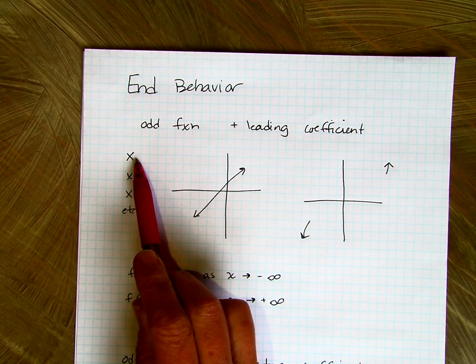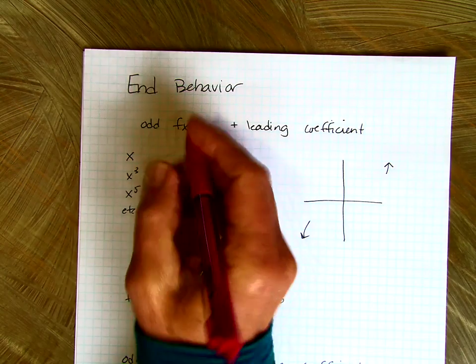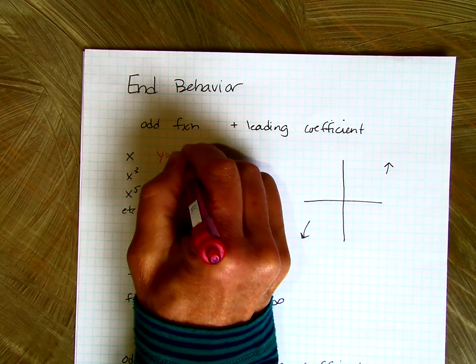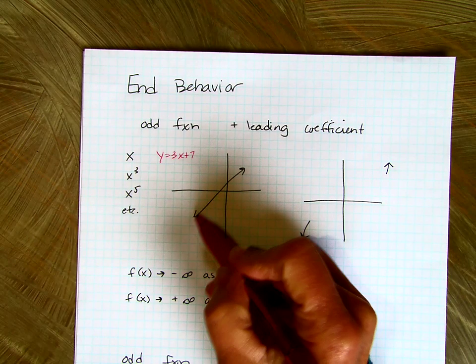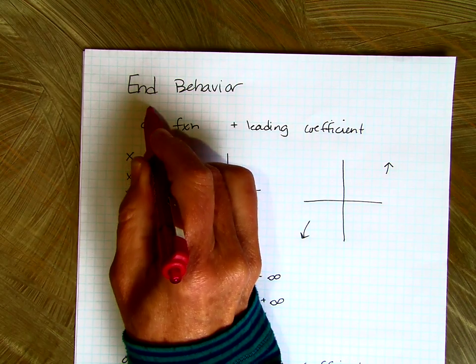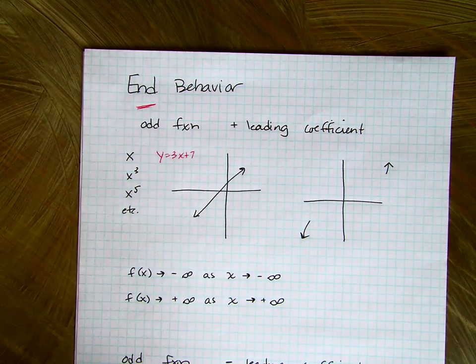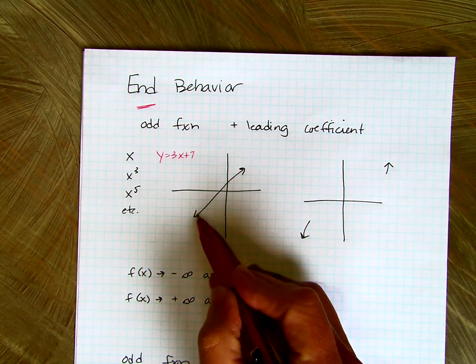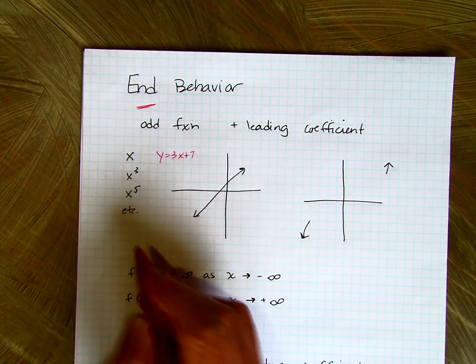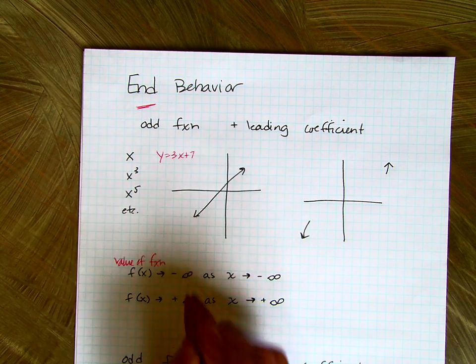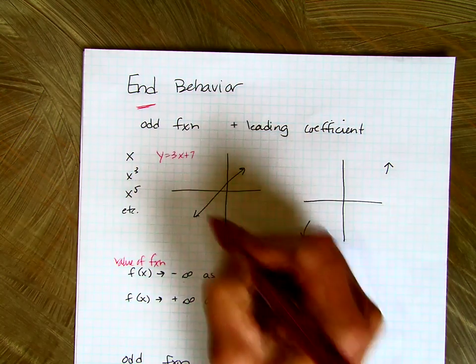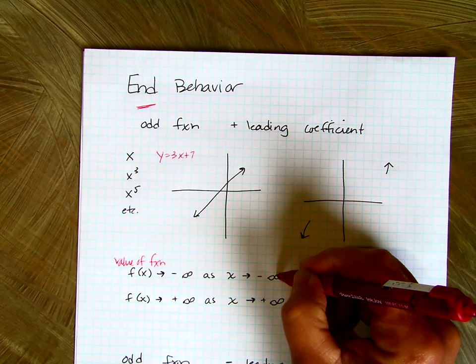x. What does y equals x look like? That's a line. Or even y equals 3x plus 7. That's a positive leading coefficient. What is that? That looks like this. So what's happening at the ends? We're talking about end behavior. Well, the value of the function goes to negative infinity as x goes to negative infinity.